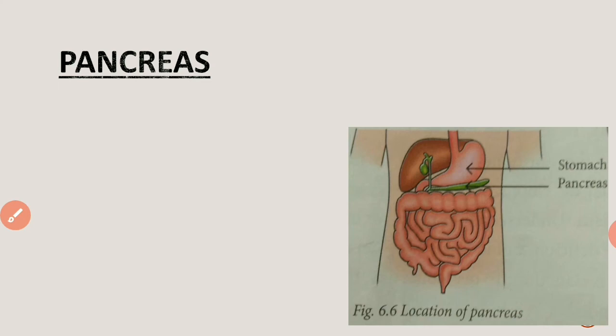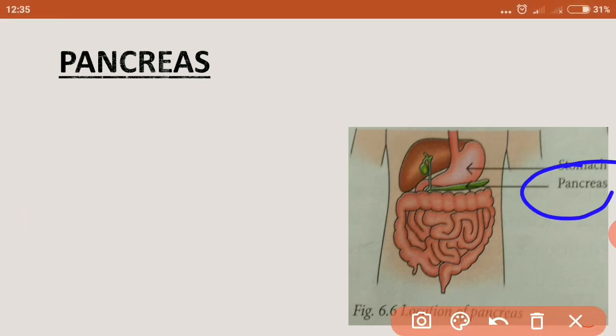Next is the pancreas. Where is the pancreas? Yes, it's here, in between the stomach and the duodenal loop. It is situated in the loop of the duodenum. Loop means this portion. The duodenum is behind this. Duodenum is the first part of the small intestine. This one which you can see here is the large intestine, behind it is the small intestine, and in this loop it is situated.